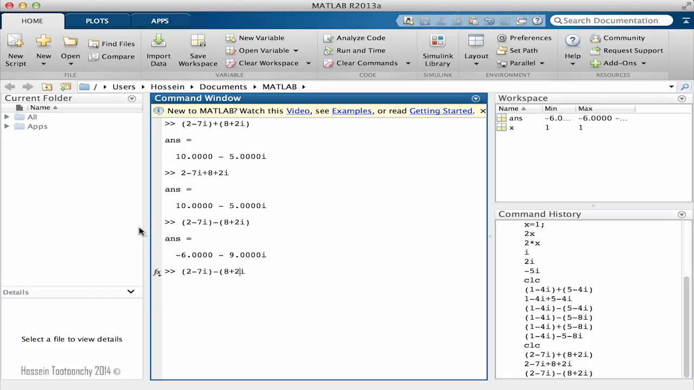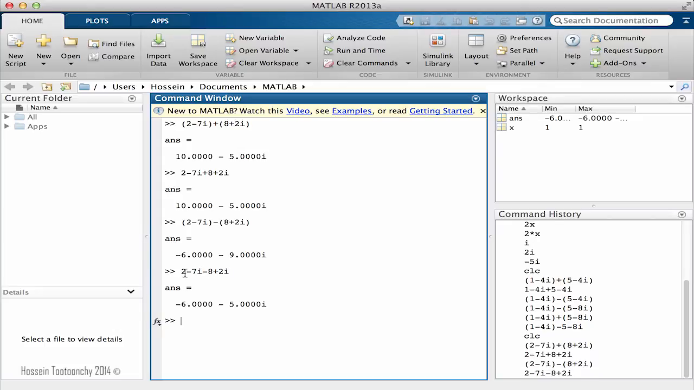But if you eliminate the parentheses, the result is going to be different. The reason is that in the parentheses case, the negative sign is going to multiply all parts inside the parentheses, but it's not the case here. It's only going to be interpreted for the real part. So the real parts are going to be summed up together, and the complex parts also the same.